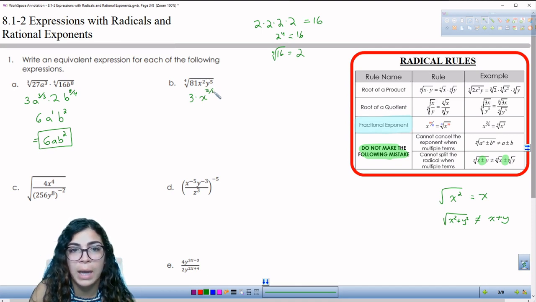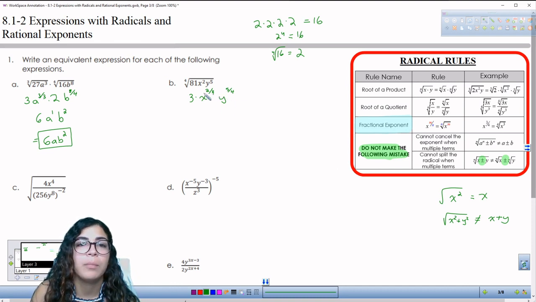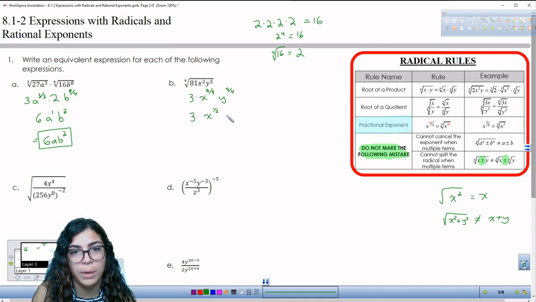And then x to the power of 2, and then the root goes in the denominator of the fraction. Y to the power of 5, and then again, the root goes in the denominator of the fraction. Okay, now 2/4 obviously we can simplify to 1/2. Okay, and y to the power of 5/4. Okay, that is a mixed number.